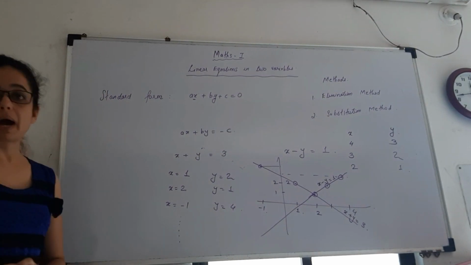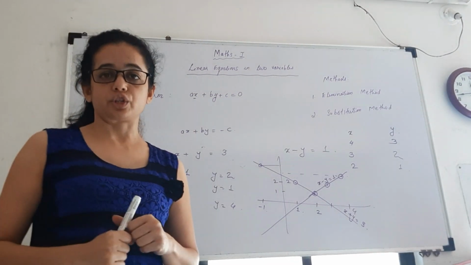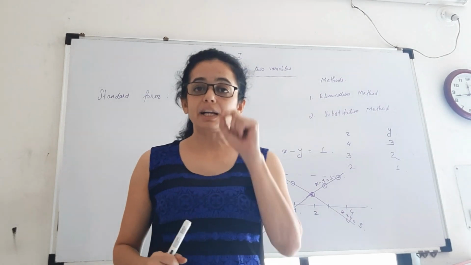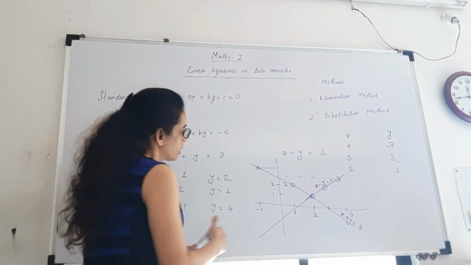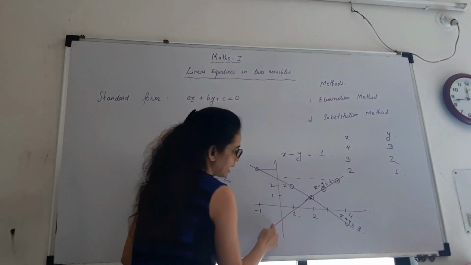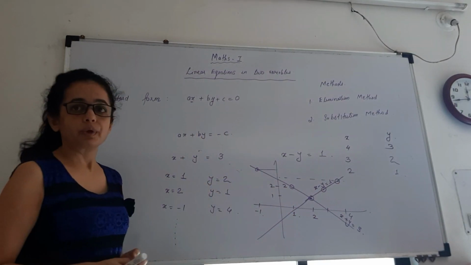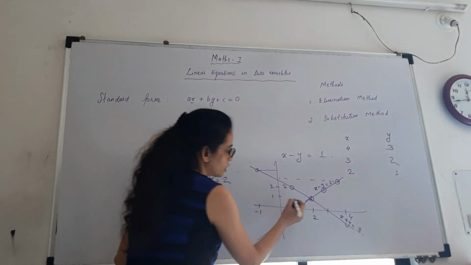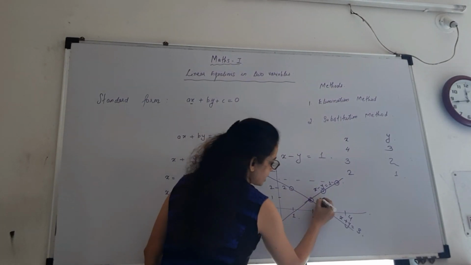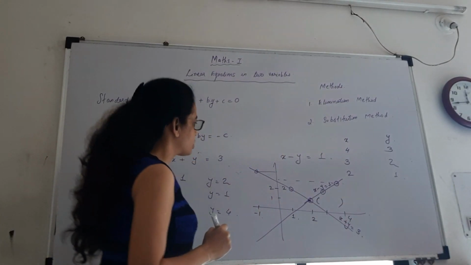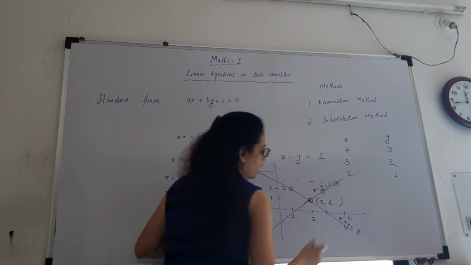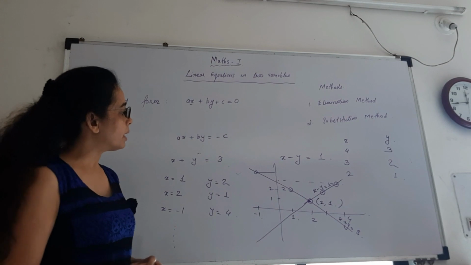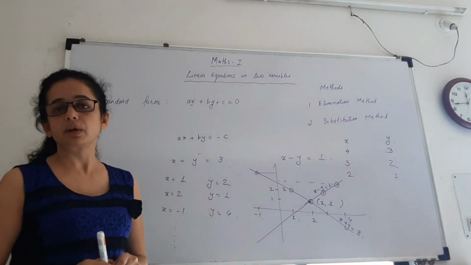Now what do you mean by solution of two simultaneous equations? Solution means that point which is common to both the equations. Like this line and this line, which is that common point which is on both the lines. So this is the point which satisfies both of the equations, that is x is equal to 2 and y is equal to 1. This is nothing but the solution of two simultaneous equations.